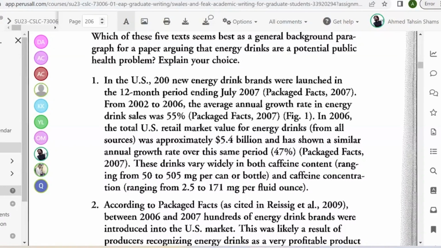The problem with three, now I see, is it didn't mention the form of caffeine. Although the first one talks about sales, which is good, and then long-term health consequences, it didn't mention anything about the main part of the drinks, which is the caffeine. Yep, so okay, I changed my mind.